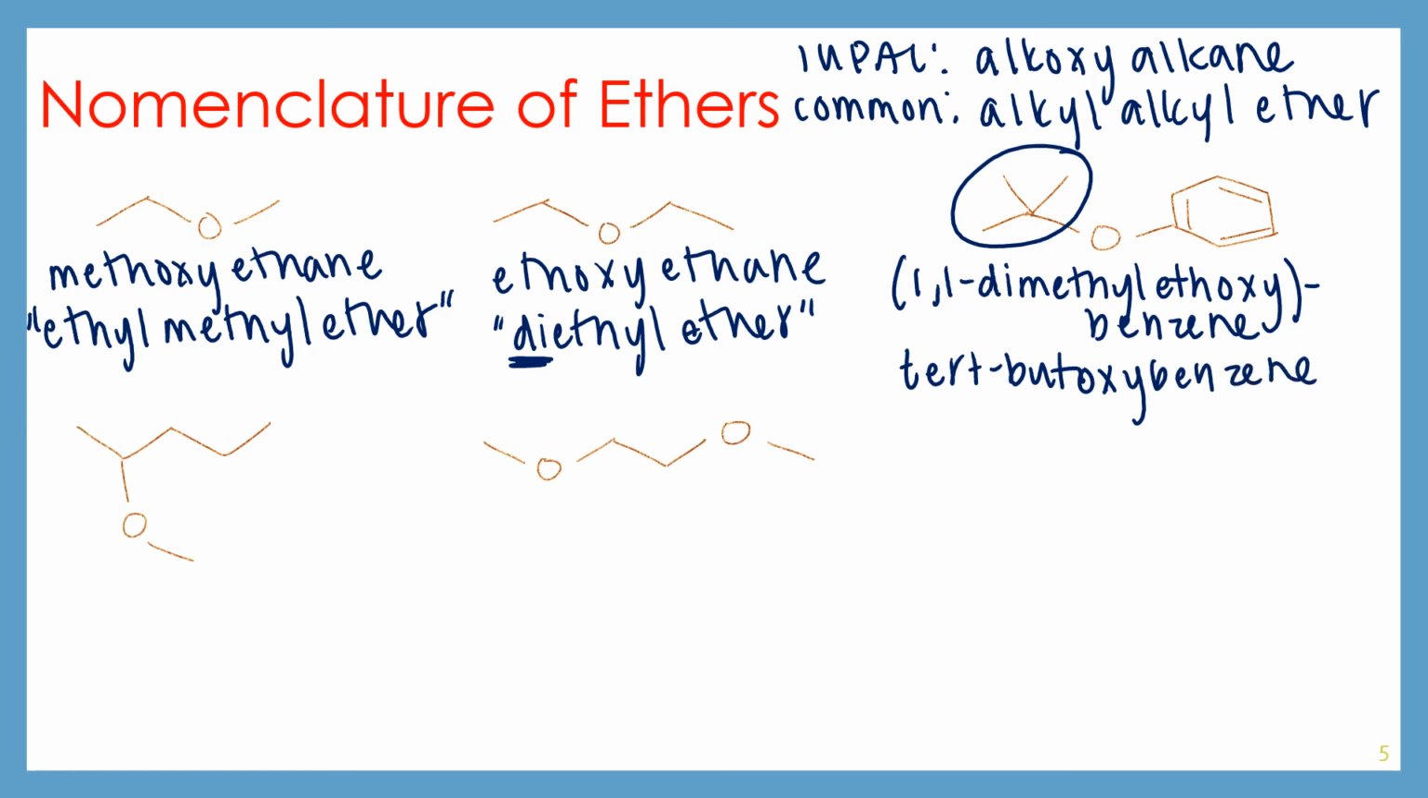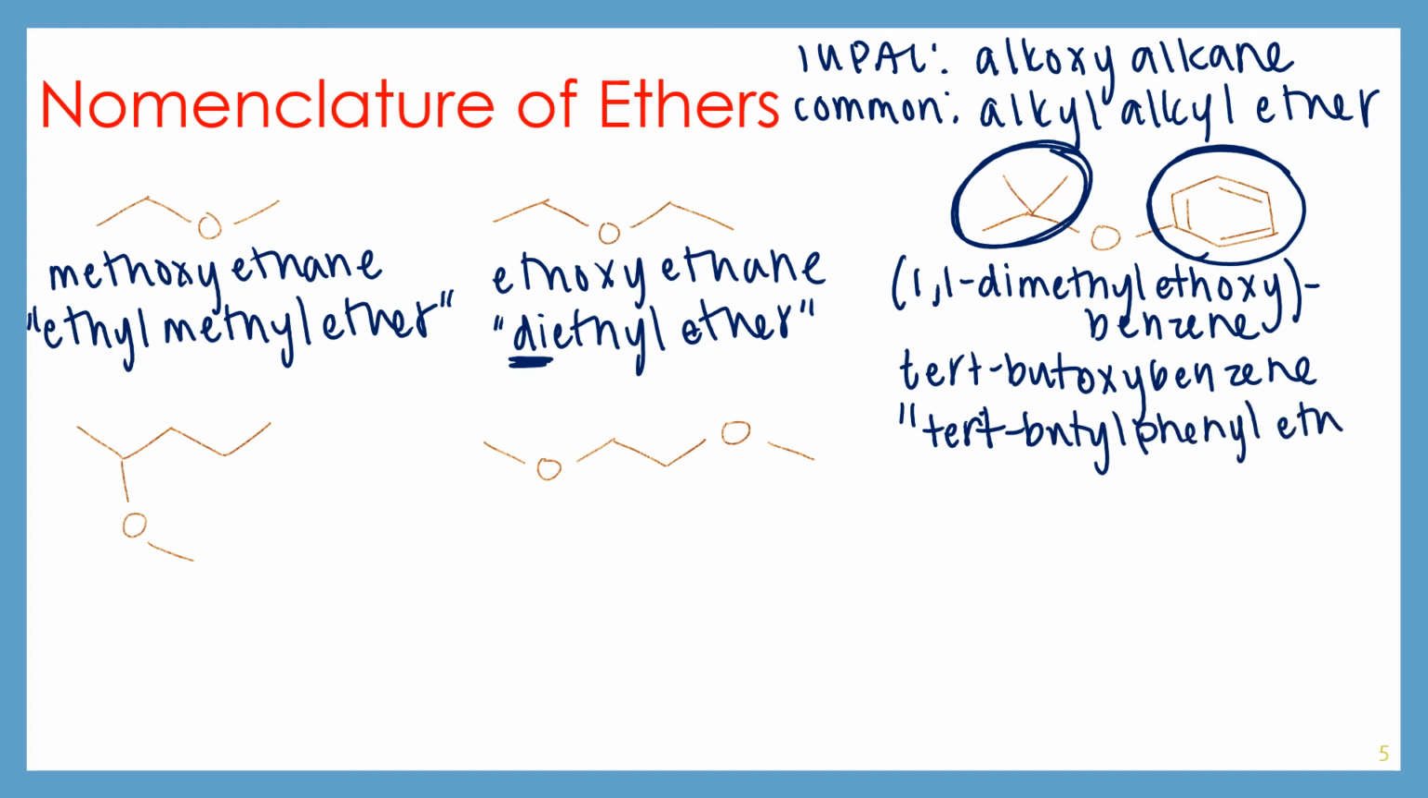Or you could go with the full-on common nomenclature, which would be, we have a tert-butyl group and we have a phenyl group. Remember that tert does not count as far as alphabetizing, and so we'd put phenyl second and tert-butyl first. So butyl, phenyl, ether.